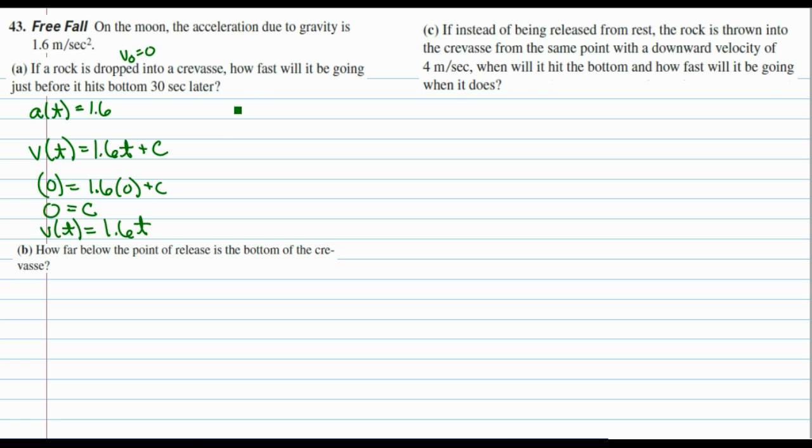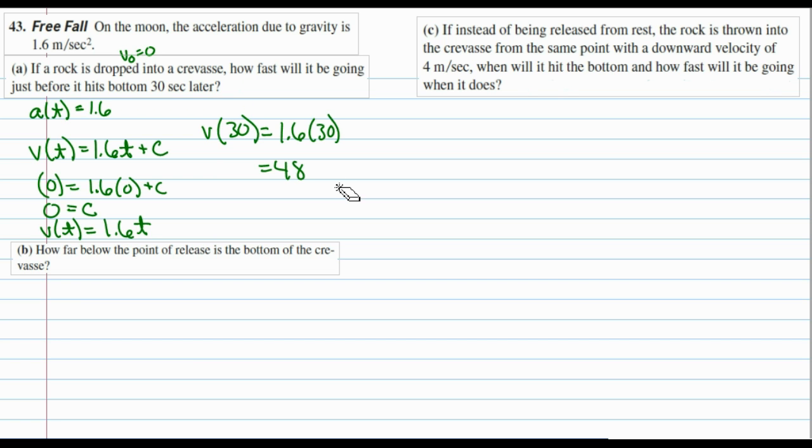Now I can look at v of 30 seconds, and I can see that the rock was traveling at 48. Well, its velocity was 48 right before it hit the bottom, and that would be meters per second. Acceleration was meters per second squared. So velocity, we lost one of those seconds. It's just a change in meters per change in seconds.